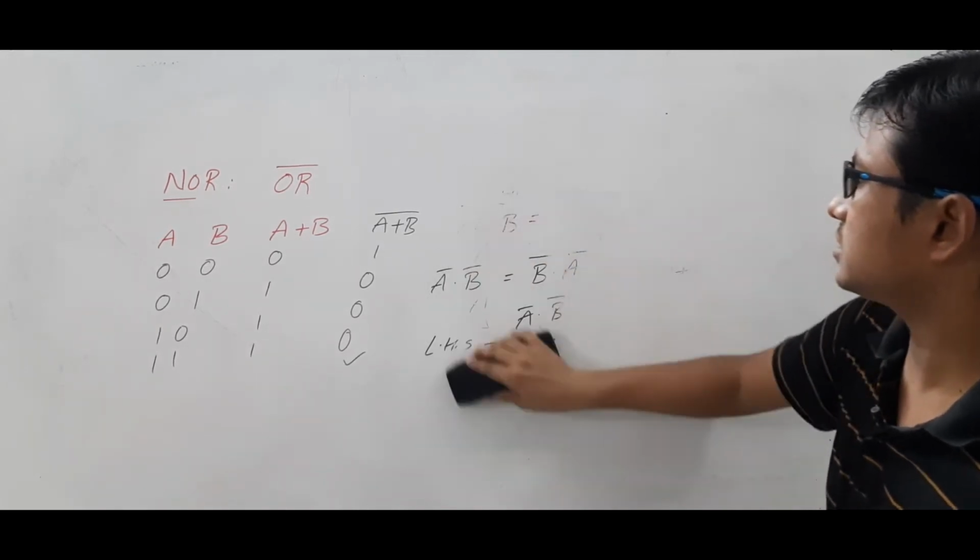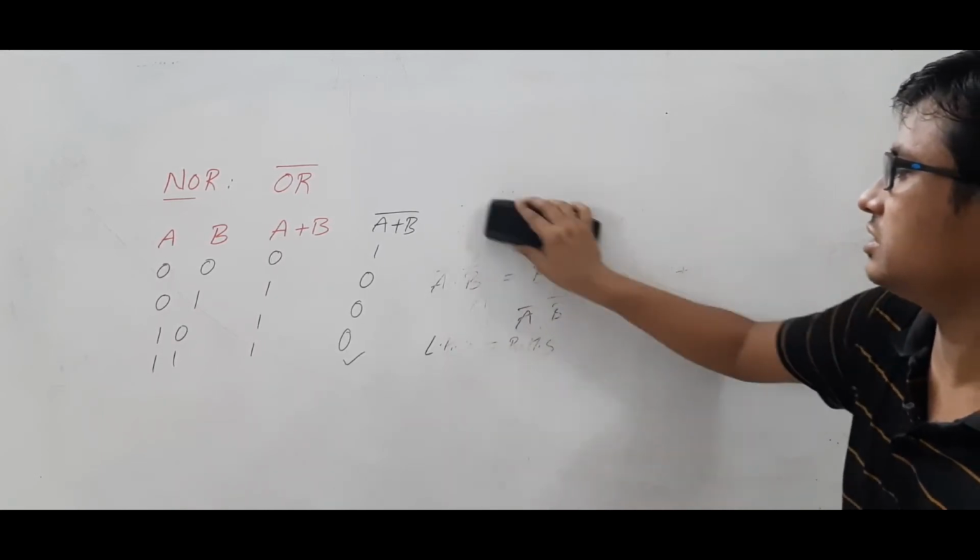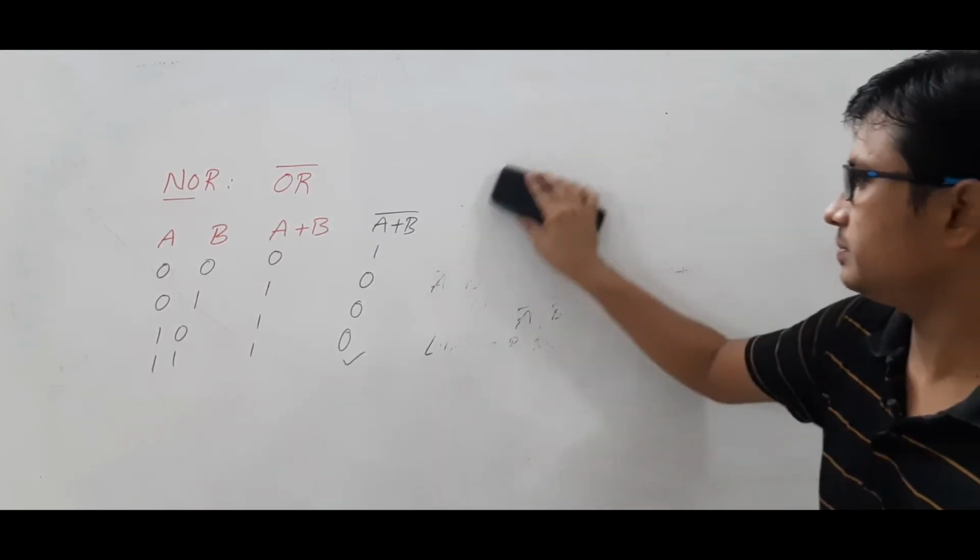Now let me discuss the next property, which is the associative property.